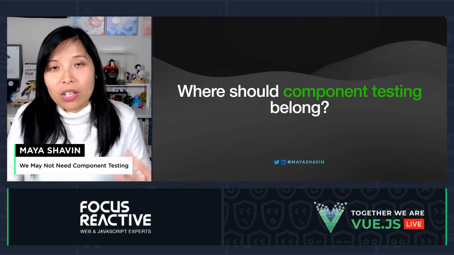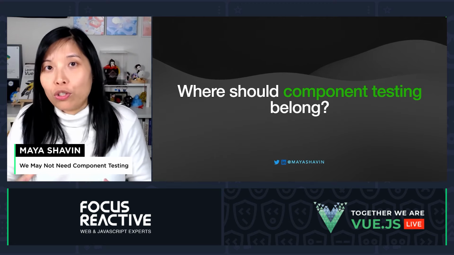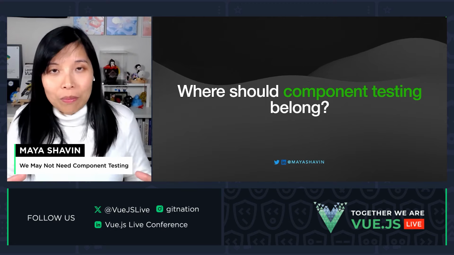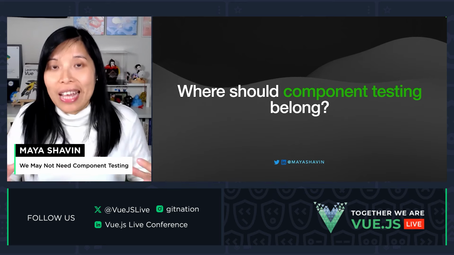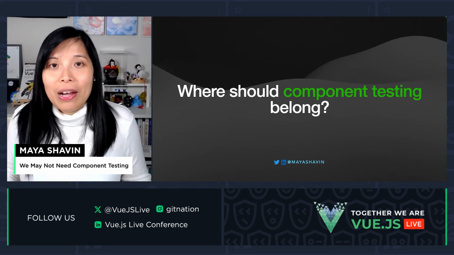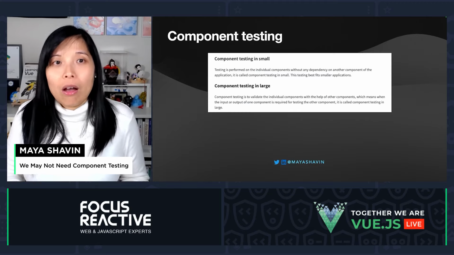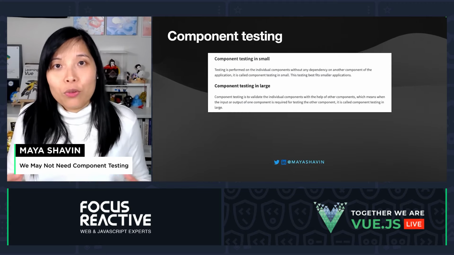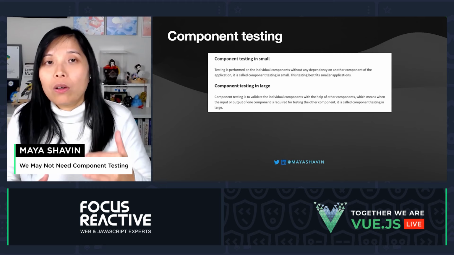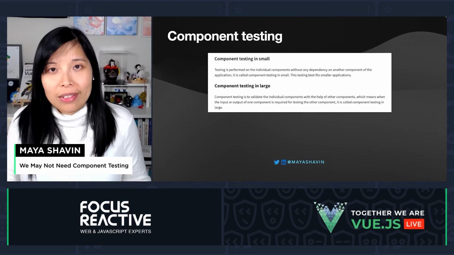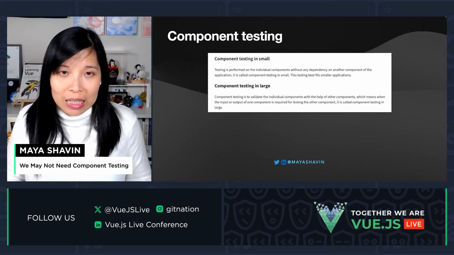In backend, it just means a piece of code, a module, a code block in the system that you need to test independently. Meanwhile, in front end, it becomes more complex. So in fact, we can divide component testing into two types. Component testing in small, which is the modular testing, or we can call it unit testing.